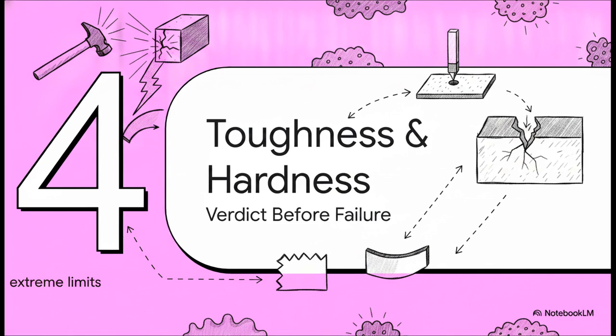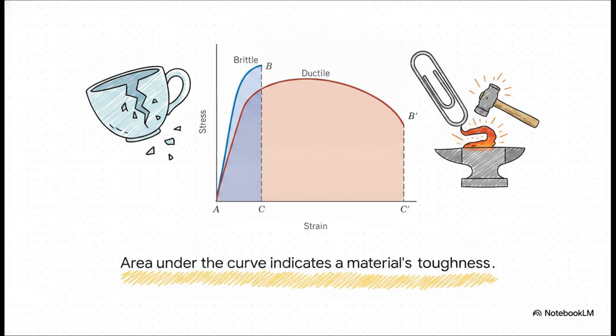Section 4. Measuring toughness and hardness, the final verdict before failure. How do we actually evaluate materials against their extreme limits right before they fail completely? Well, in material science, the word toughness isn't just a generic adjective. It is a very specific, measurable property. It dictates a material's resistance to fracturing when a crack is already present.